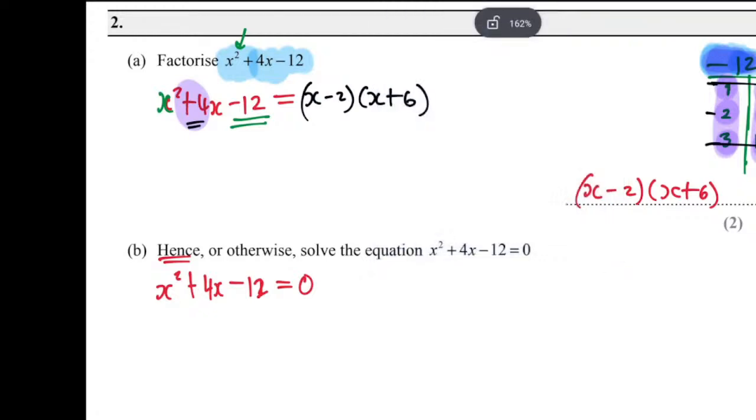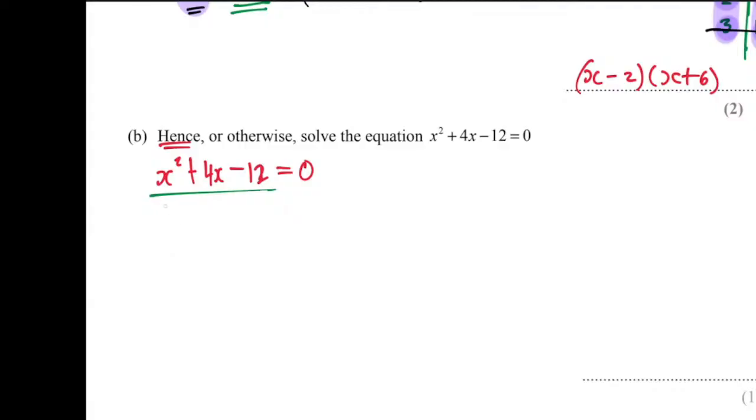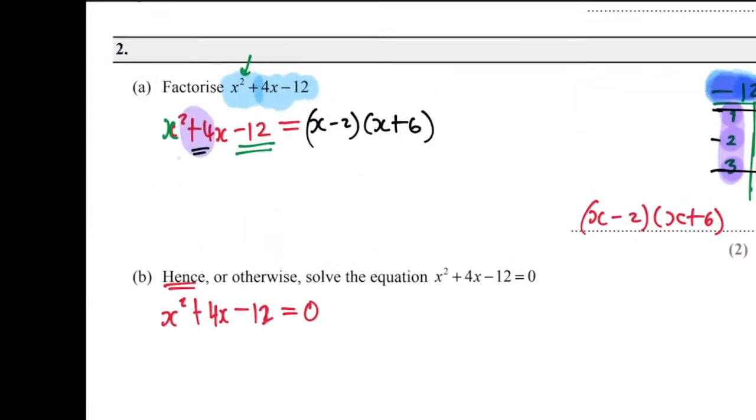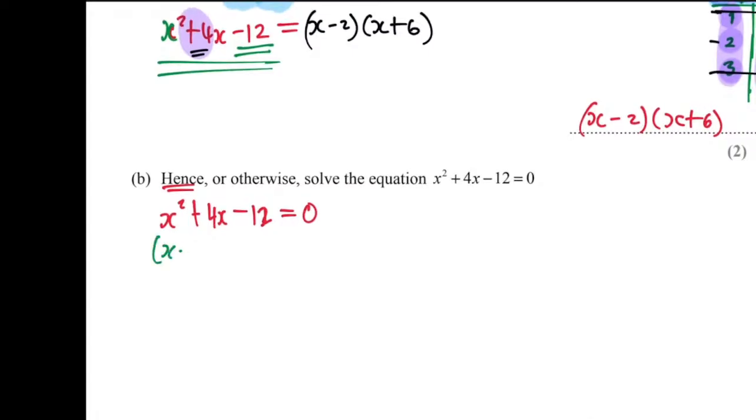And how do you solve it? By factorizing. That's the reason why you'll be learning factorization, so you can solve it. So we got to factorize this. Do we know how to factorize it? We've already done it in step 1. So that means we can just use those answers. x minus 2, x plus 6 is equal to 0.